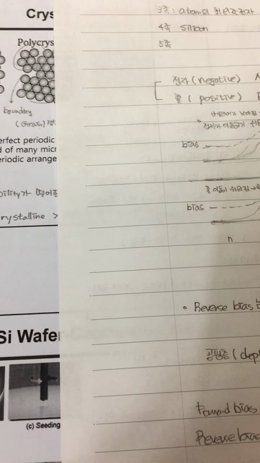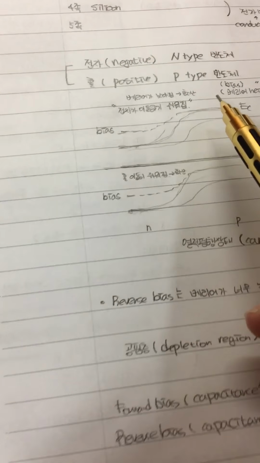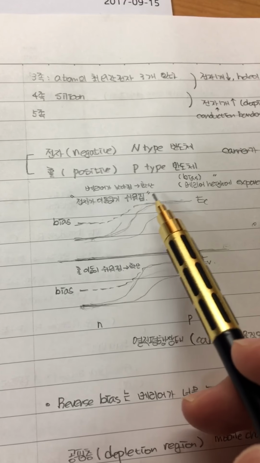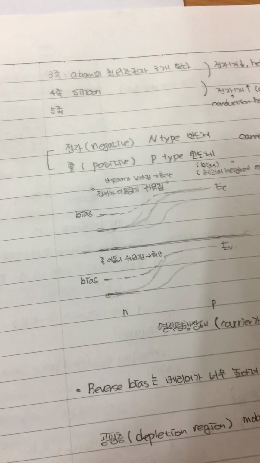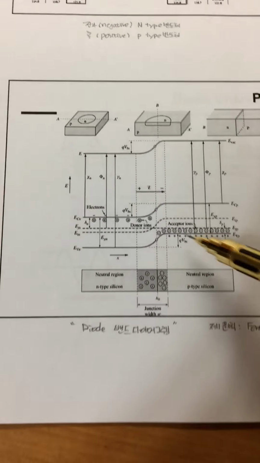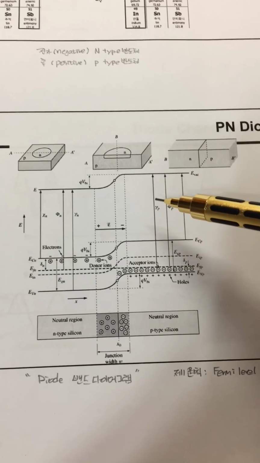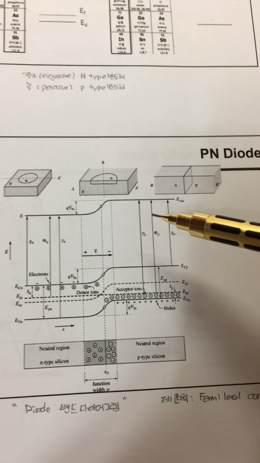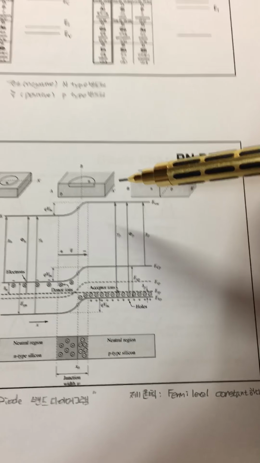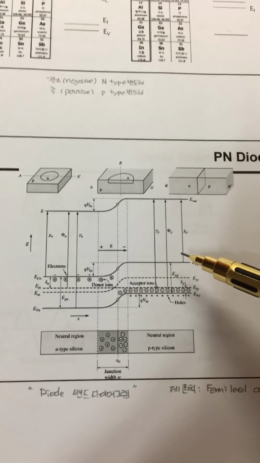Depending on the carriers, we can divide semiconductors into N-type semiconductor and P-type semiconductor. It is classified this way. This is the diode band diagram. In thermal equilibrium, there is no reason for carriers to move.